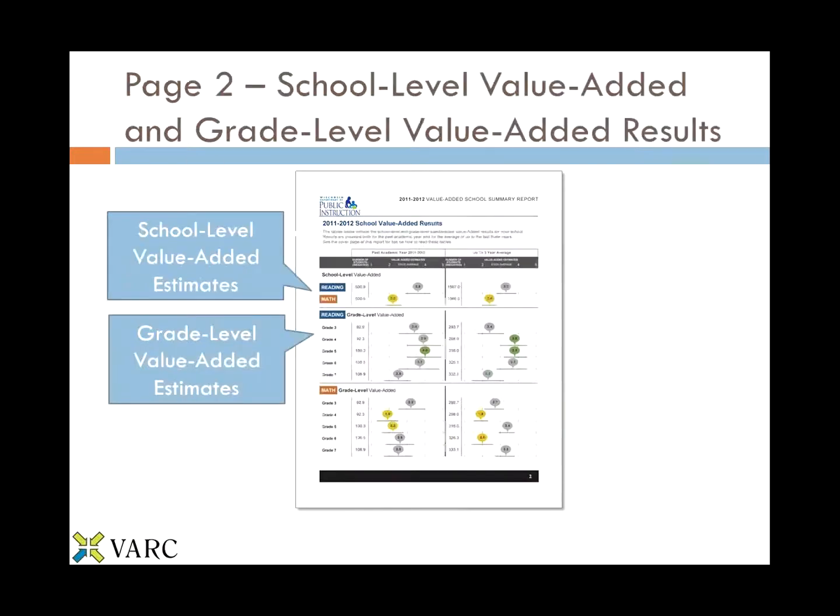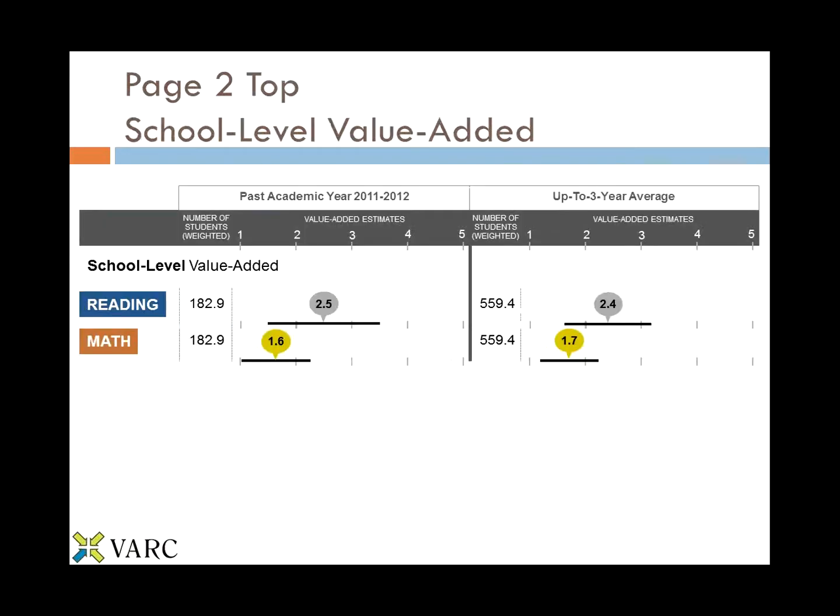The second page of the report is where we have the school level value added and the grade level value added results. The school level is at the top, and those grade level team estimates are below that. So I'm going to dig down a little bit into the anatomy of one of these reports, and we're going to look at the school level as an example. You'll notice that we have these subjects here. Reading and math are the subjects that we're evaluating on the WKCE here.